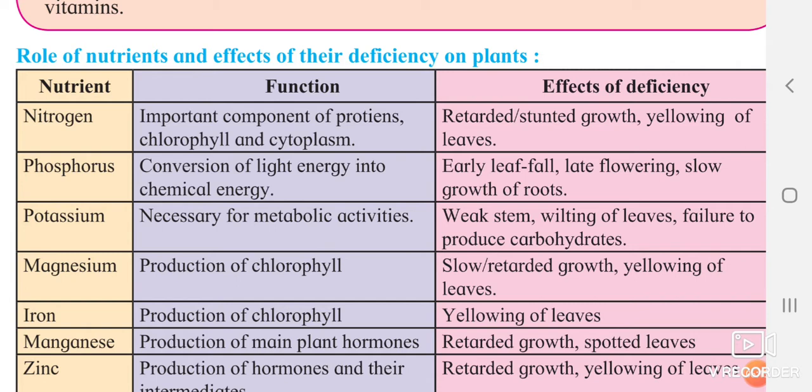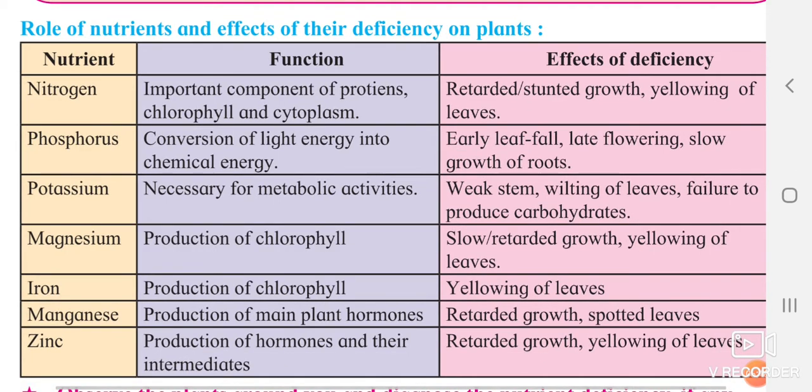Like phosphorus, they have told you the function: it converts light energy into chemical energy. The light energy of the sun, it is converting into chemical energy. Means what? It is helping to make the food. If phosphorus is not present, then there will be early leaf fall, or slow growth of the roots. Potassium is necessary for metabolic activities.